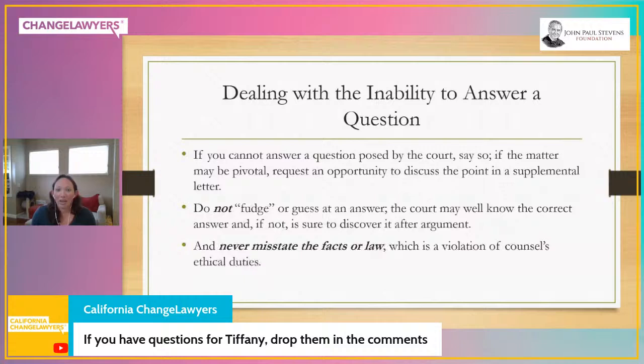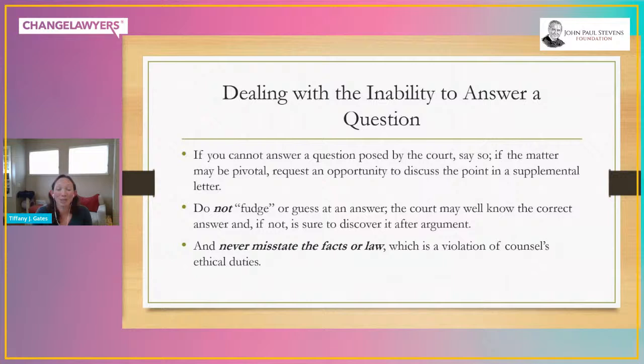Okay. So what do you do if you don't know the answer to a question? Basically, you admit it. There's really no other way to say it. Even the most effectively prepared advocate is occasionally going to get a question that they just don't know the answer to. And that's completely okay. It's nothing to be ashamed of. It's nothing to worry about. Because again, all we can do is prepare to the best of our ability, and even then, we're going to be caught off guard sometimes.